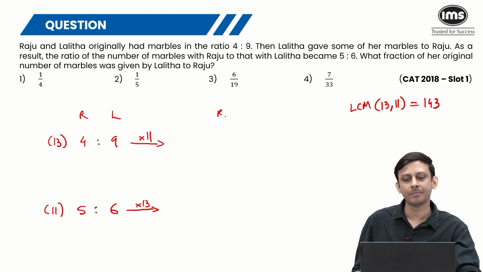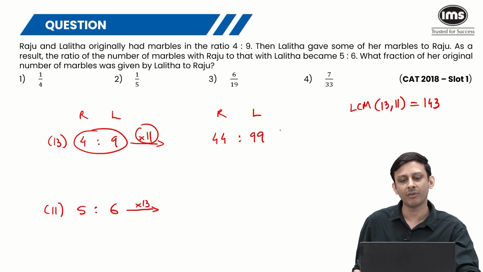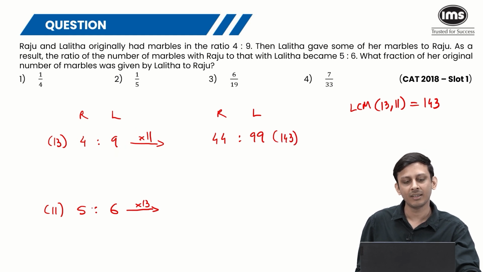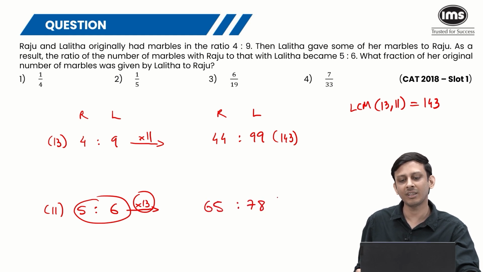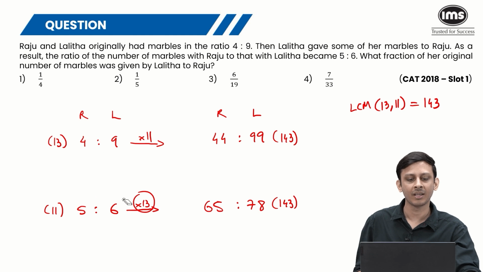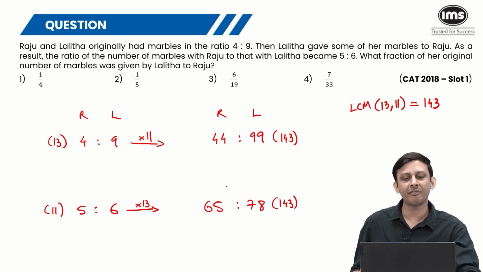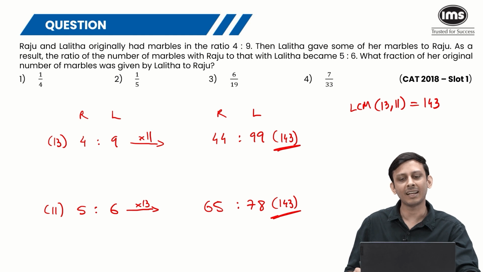So what do we get? In the first one, we'll get 4 into 11, which is 44, and 9 into 11, 99, for the total of 143. And similarly in the second one, 5 into 13, 65, and 6 into 13, 78, for the same total of 143. So now we have totals which match the information given, that the totals have to be the same at the beginning and at the end.